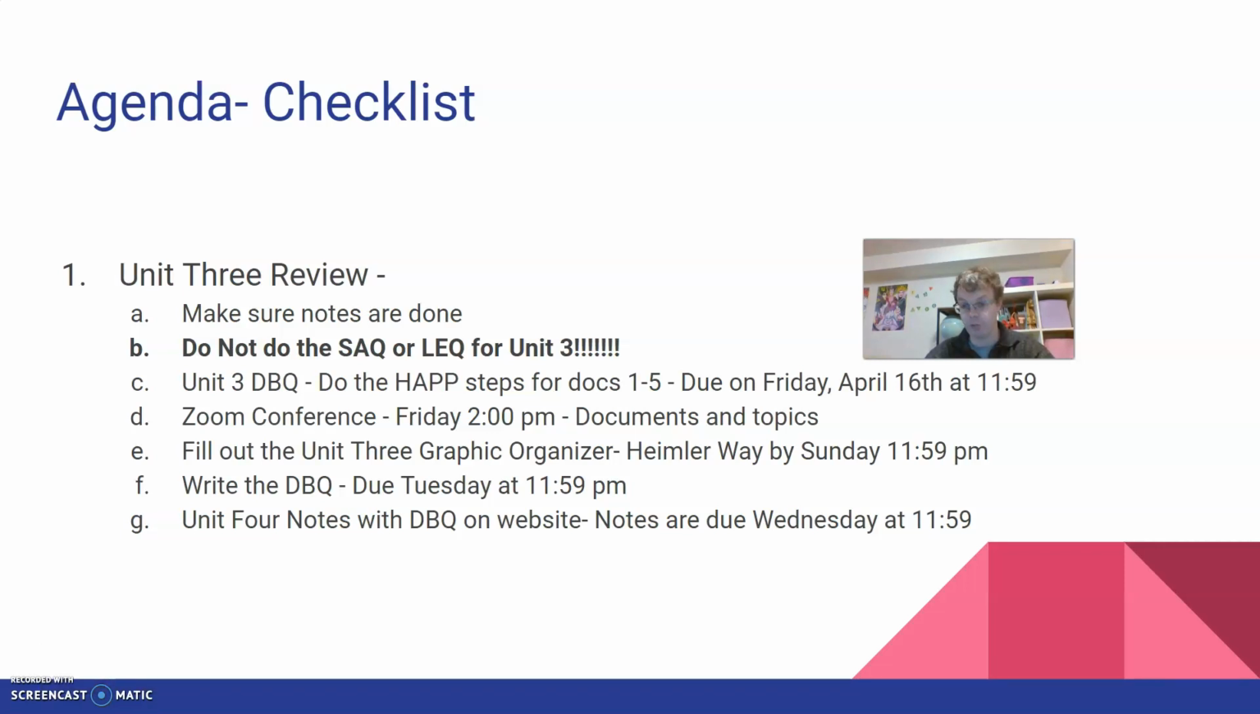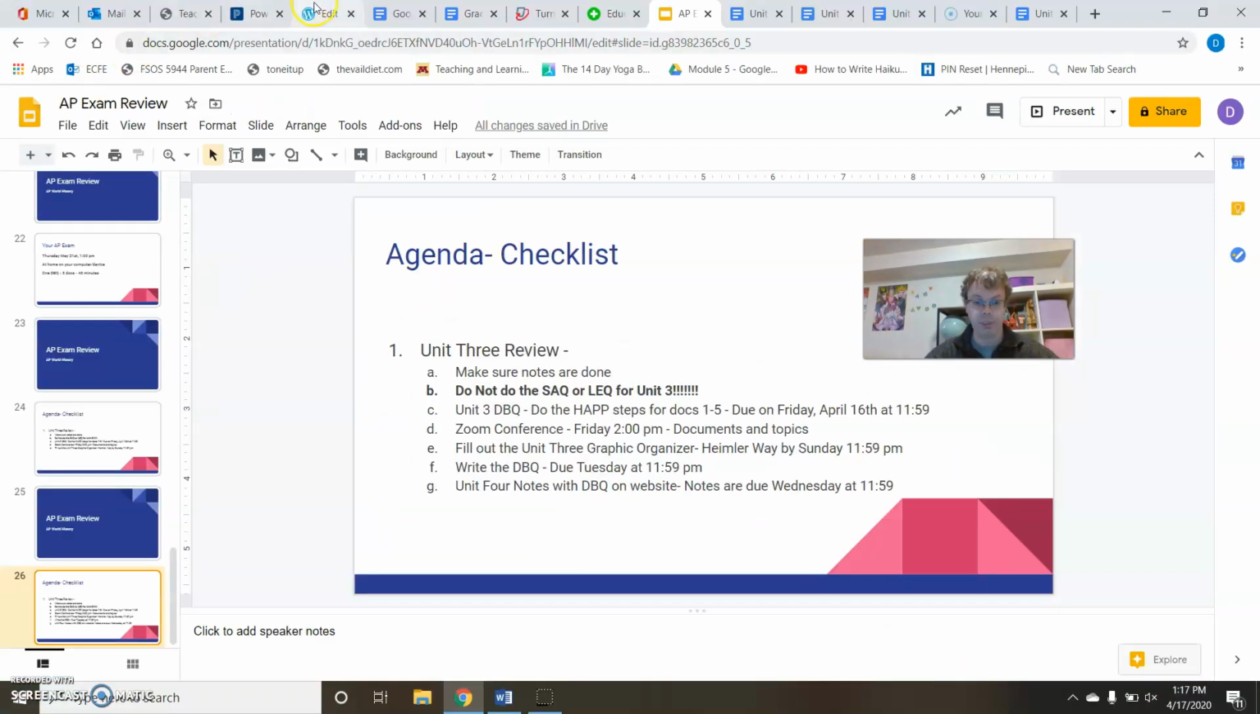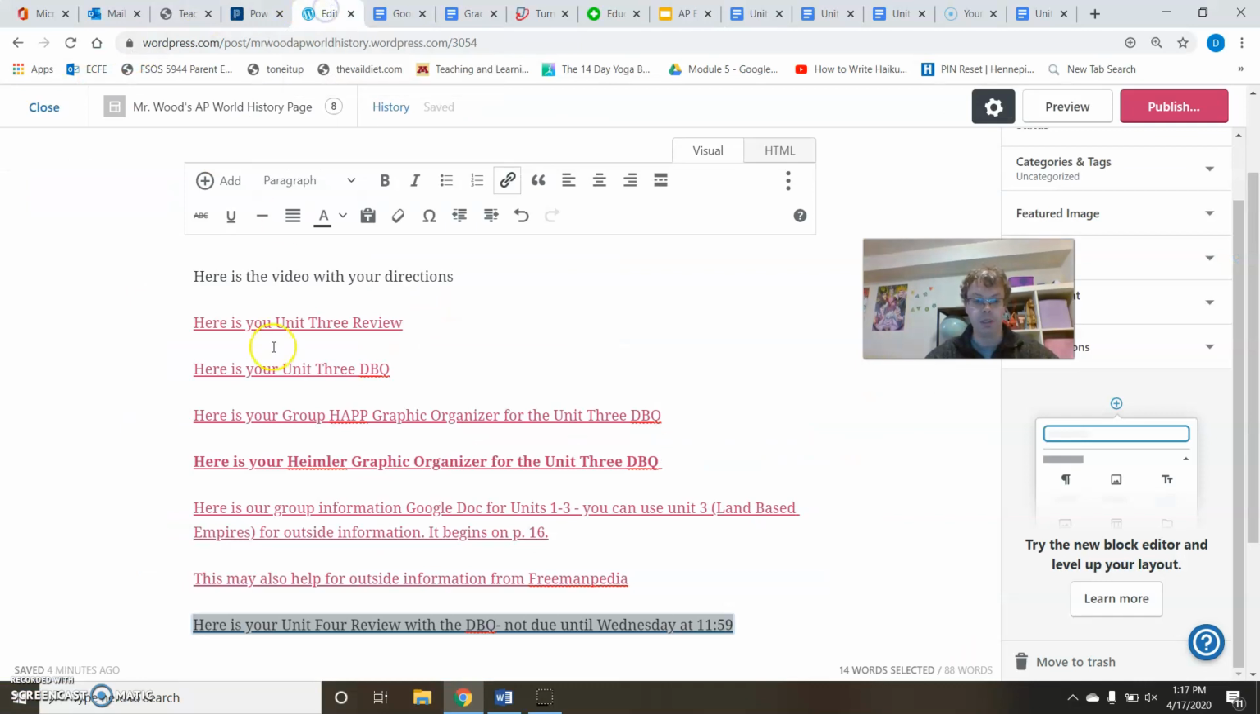All right, for Unit 3 review, here's just a checklist to make sure you're done with everything. Number one, make sure all your notes are done for the Unit 3 review. And again, do not do the SAQ or LEQ that was attached on that. All right, and you'll find that right here.